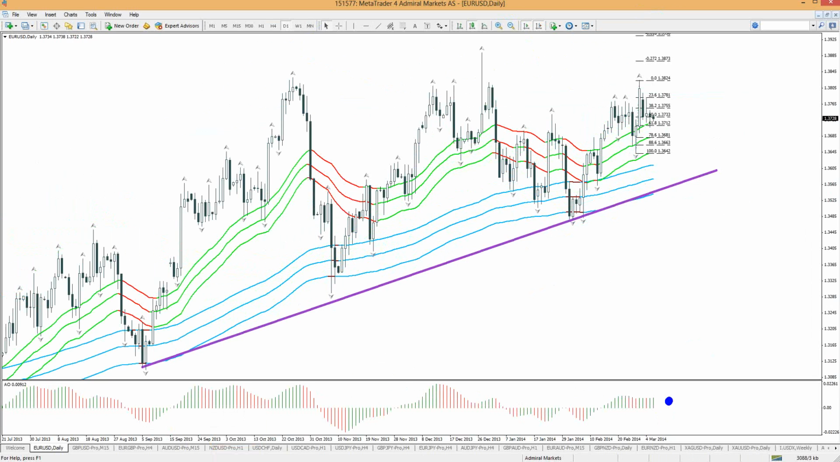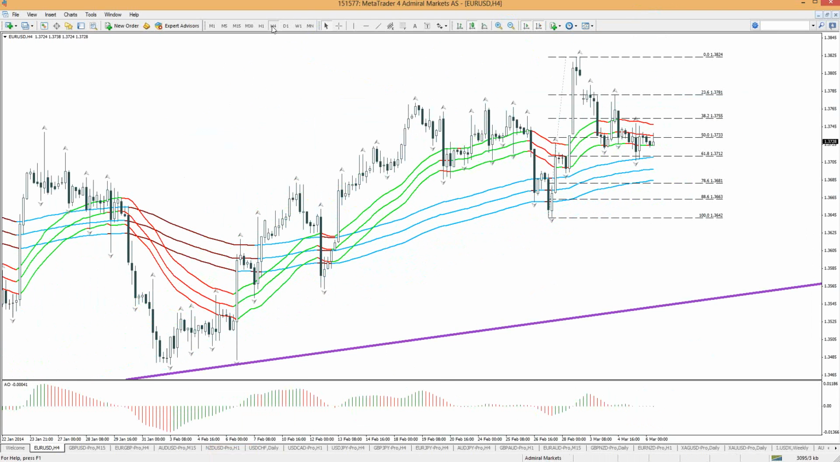This oscillator is still above the zero line. It's still green, so that would be a bit more bullish. But it's difficult to say. If you look at the lower time frames, it's really tough to call any direction here. I would say both sides are equally possible, because although the moving averages are bullishly aligned here, basically they're flat as well. So I wouldn't hold my breath for either side.